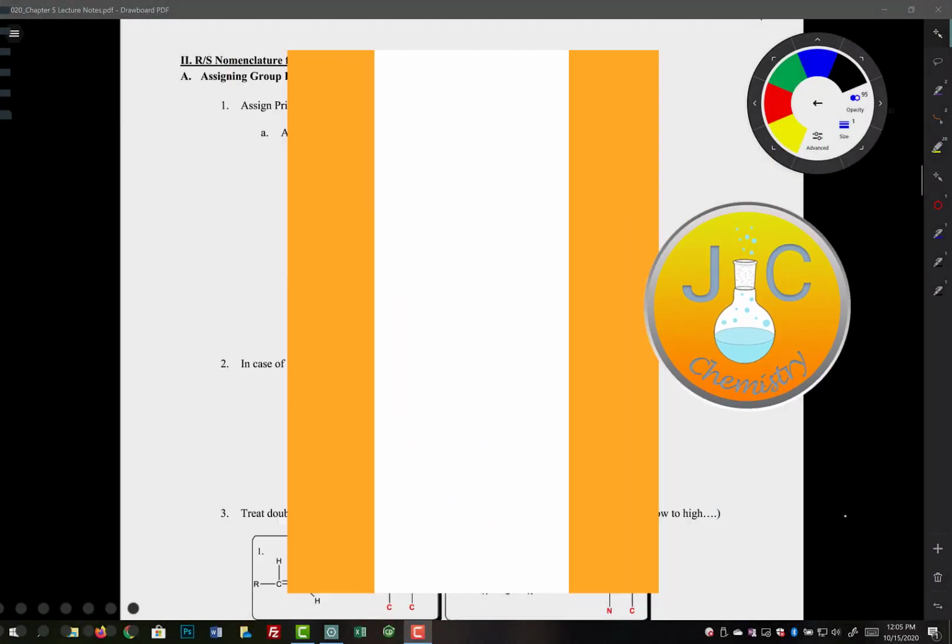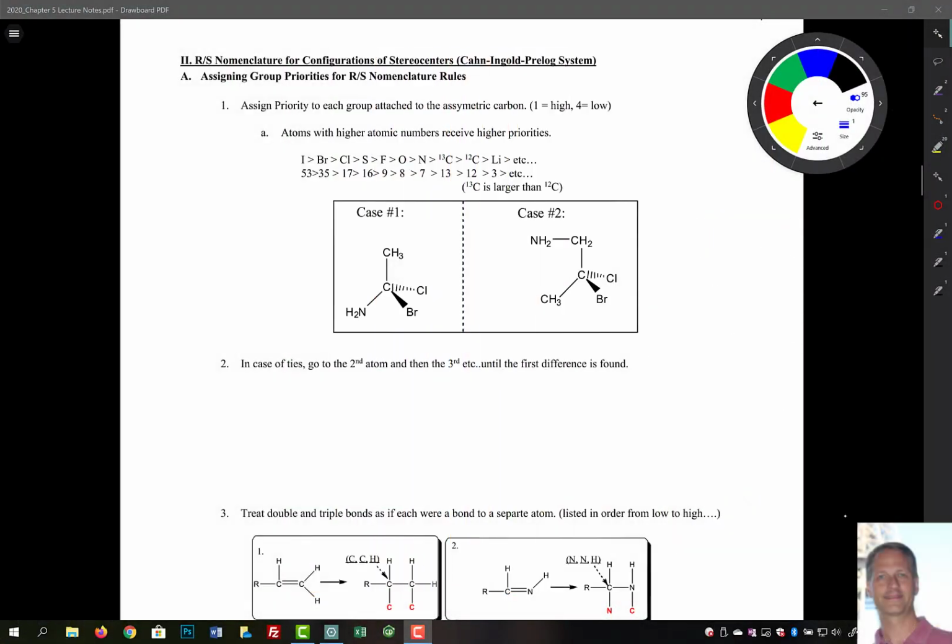We need to learn how to name these molecules. So we've determined how to find if a molecule has a chiral center. Now we need to determine how to indicate whether or not we have mirror image number 1 or mirror image number 2. To do that, we're going to use this thing called RS nomenclature.